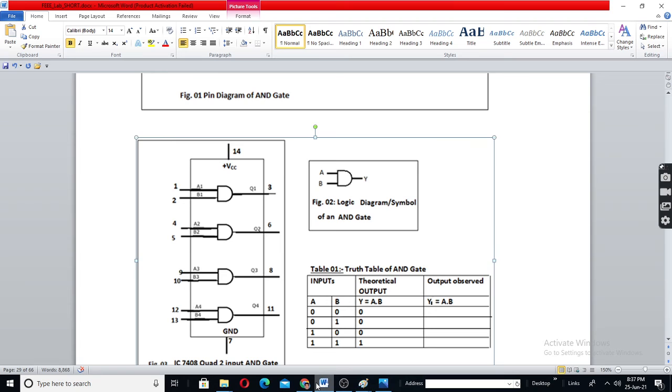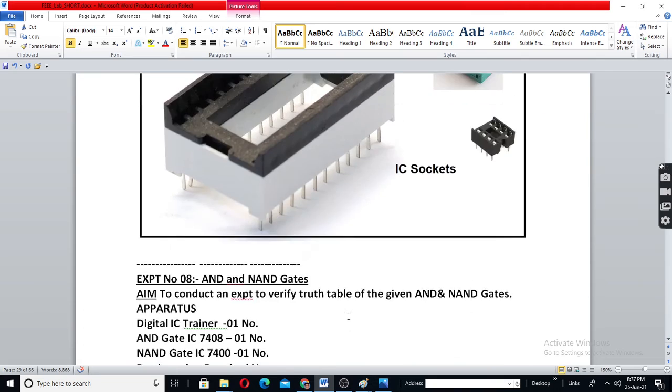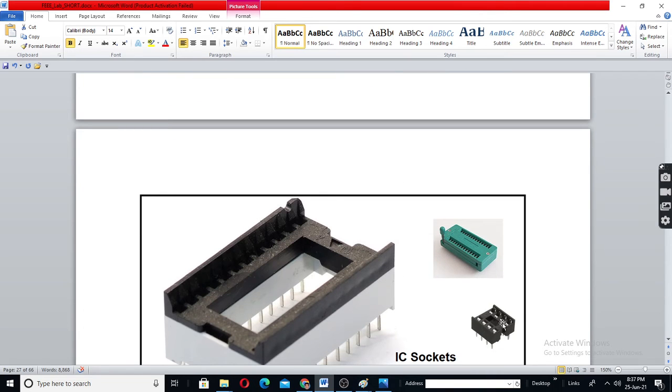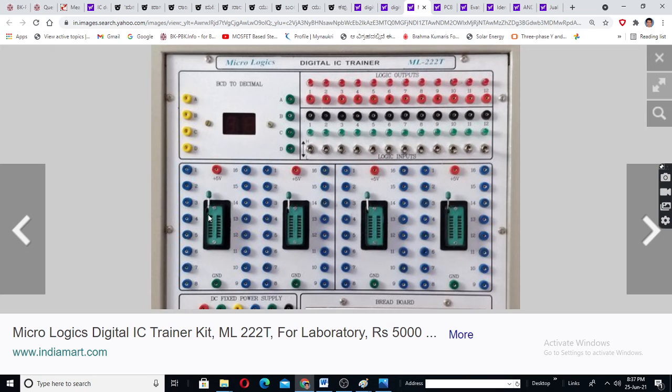If you connect the 4 pin IC, see, this is an 8 pin IC socket. If you connect an 8 pin IC, you will fix the small IC here. The lower part will be blank. So in such a case, you have to mark 1, 2, 3, 4. These are blank. 5, 6, 7, 8. So like that.